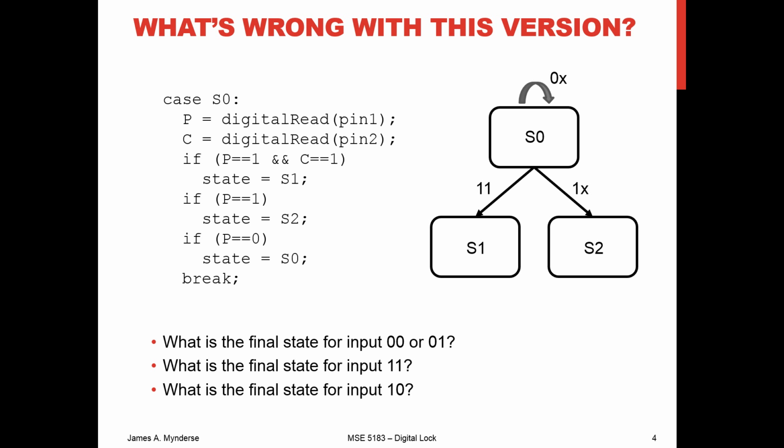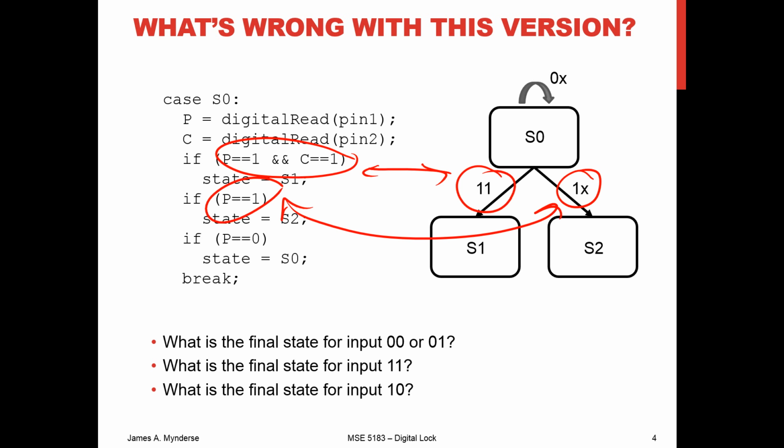Did you notice that the transitions, here we go, there's our transitions. The transitions are not unique. In this case, S0 can go to S1 on a 1, 1 input, and S0 goes to S2 on a 1, 0 or a 1, 1 input. So if you get a 1, 1, where does it go?